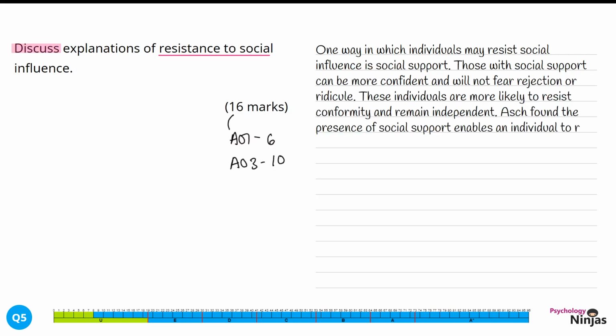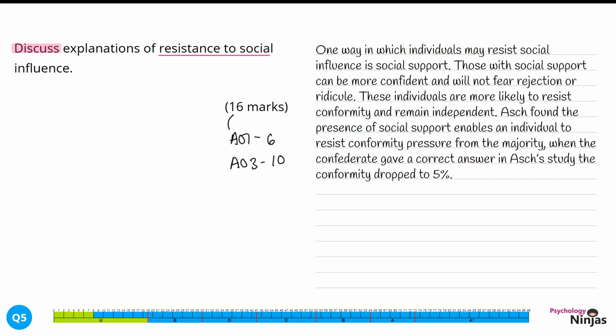One way in which individuals may resist social influence is social support. Those with social support can feel more confident and will not fear rejection or ridicule. These individuals are more likely to resist conformity and remain independent. Asch found that the presence of social support enables an individual to resist conformity pressure from the majority. When the confederate gave a correct answer in Asch's study, the conformity dropped to 5%.